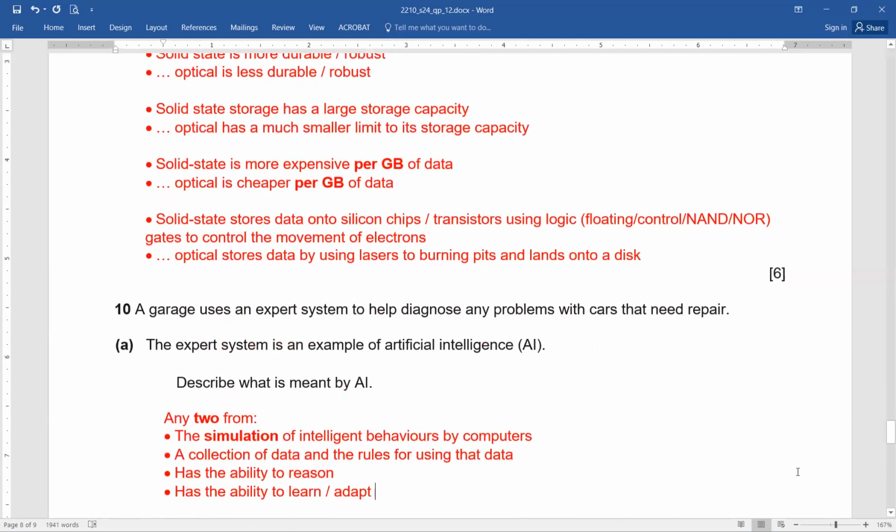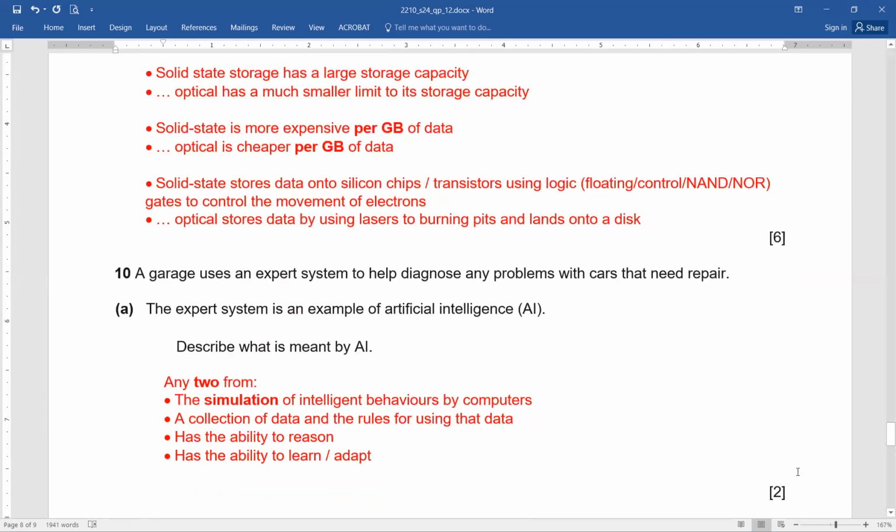Question number 10. A garage uses an expert system to help diagnose any problems with cars that need repair. Expert system is an example of AI. Describe what is meant by AI. See, what is artificial intelligence? The simulation of intelligent behaviors by computers, a collection of data and the rules for using the data, has the ability to reason, has the ability to learn or adapt.